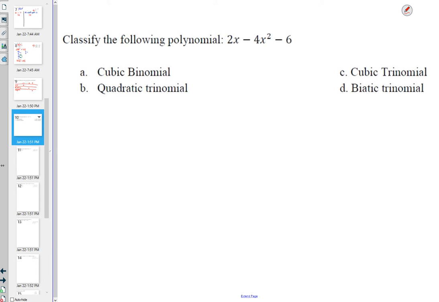Okay, here just classify. Let's give this a name. Not that you have to, but it helps to write this in standard form. From biggest exponent to least, this would be negative 4x squared plus 2x minus 6. So the question is, what degree is this? We just talked about degree. So this is second degree, so that's the biggest exponent. How many terms does it have?